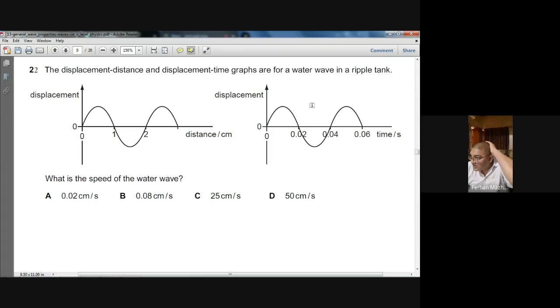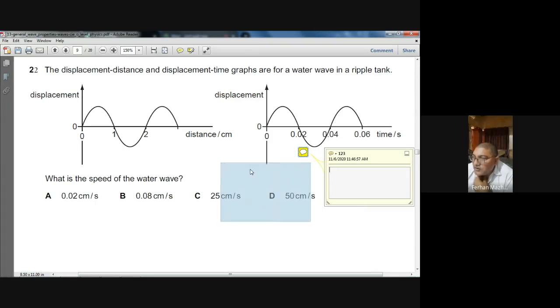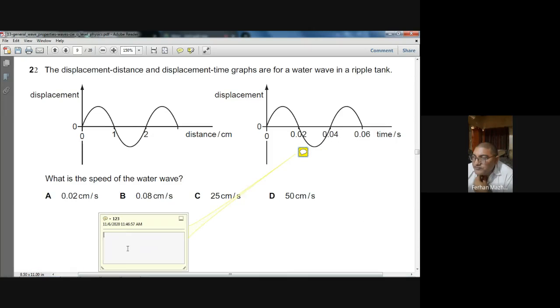From the displacement time graph, I can find the time period. The time period is 0.04 seconds. Once I know the time period, let me do the calculation here. The time period is equal to 0.04 seconds. So I can find out the frequency.